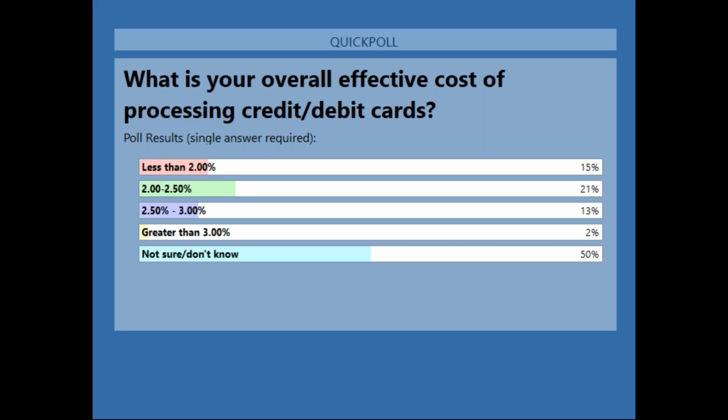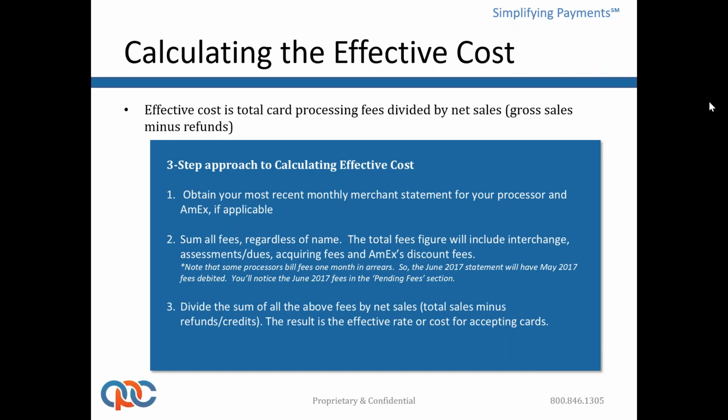So Rob, this kind of goes to my point where a lot of the folks that are in the 50% bucket, they may know the absolute fees they're paying, but they may not have done the calculation to say, oh, what are my net card sales, and therefore, what's my effective cost? So now that you guys know, you should go back sometime this week and calculate your effective cost.